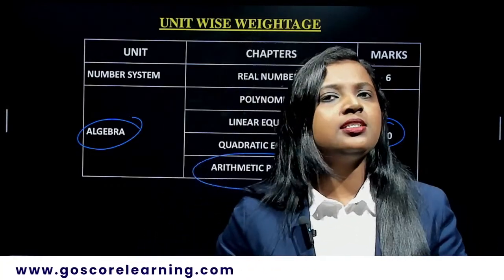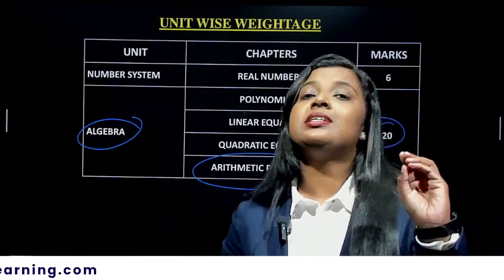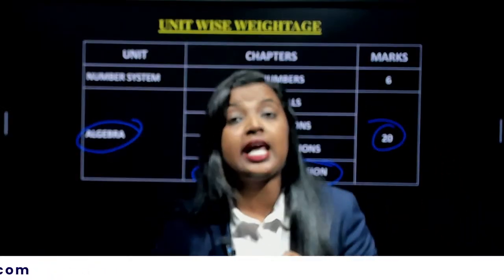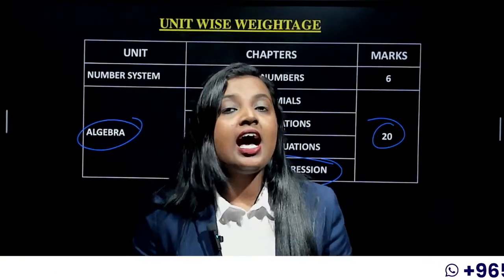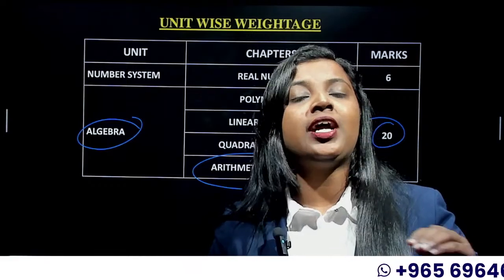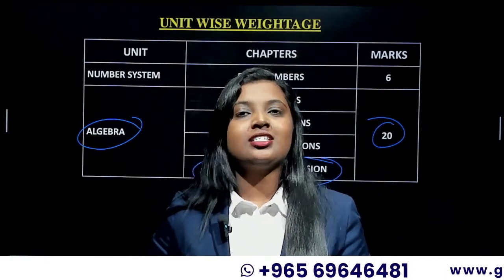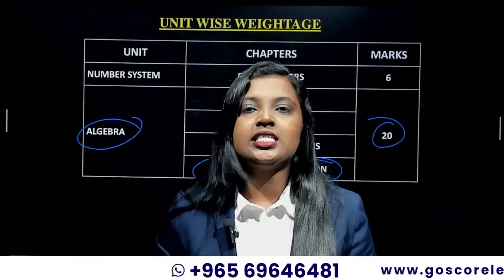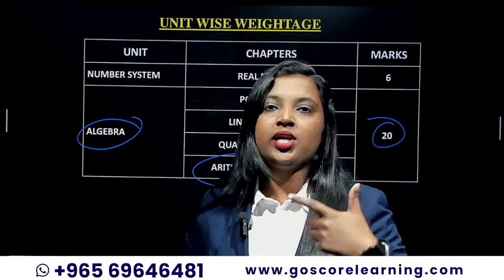This chapter is easy. We just have two simple equations: how to find an, the nth term, and how to find Sn, that is, how to find the sum of the first n terms of an AP. If you know these two equations, this chapter is over. So without wasting much time, let's move into the details.